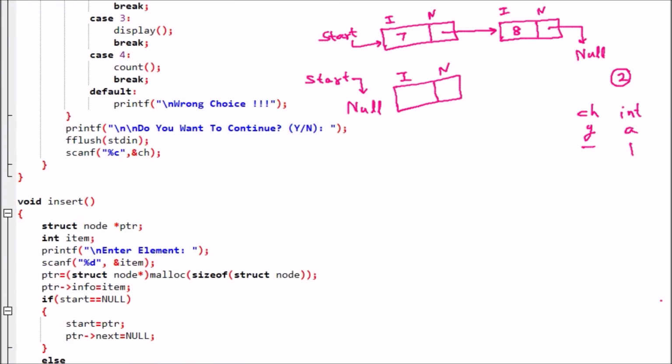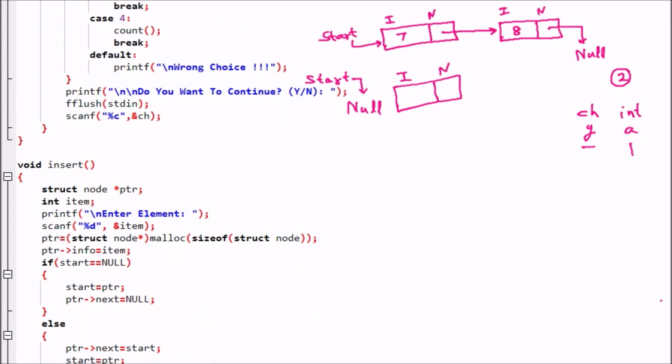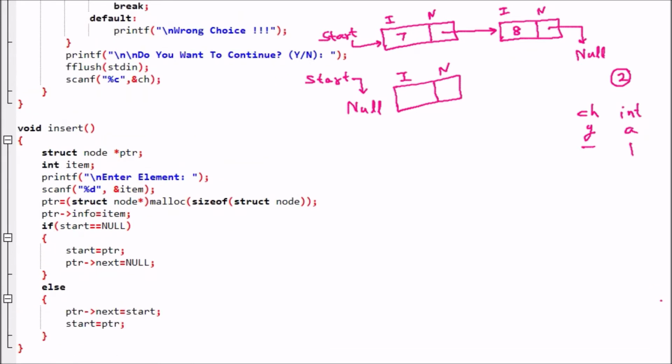And we are finishing this main function here. So this is the ending of the main function and the starting of the insert function. Here the default option was printf, wrong choice. If the user enters any other number except 1, 2, 3, 4, then the other option will come, which is a wrong choice. Now after every operation it will ask the user, \n for the new line, do you want to continue?